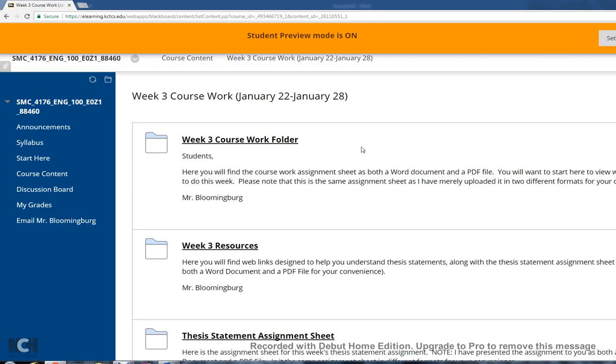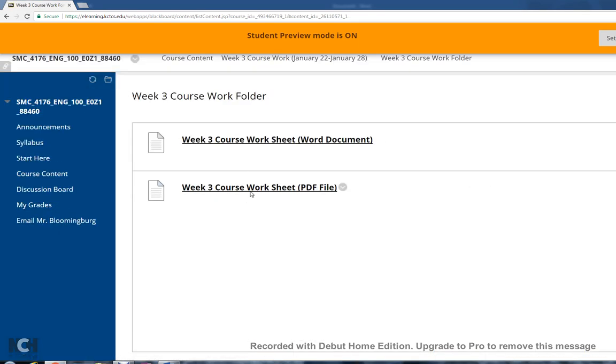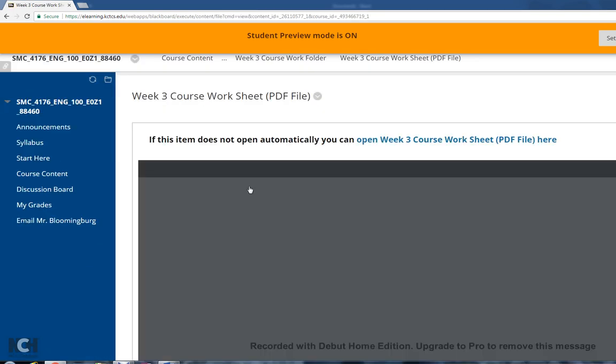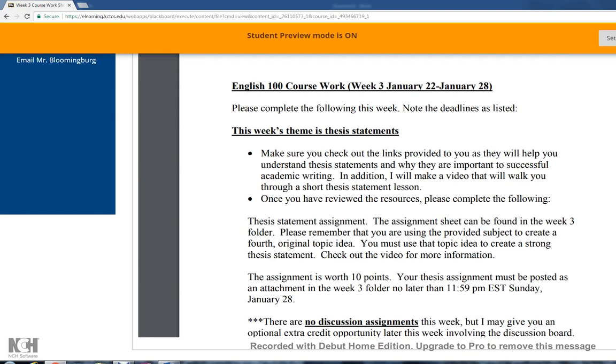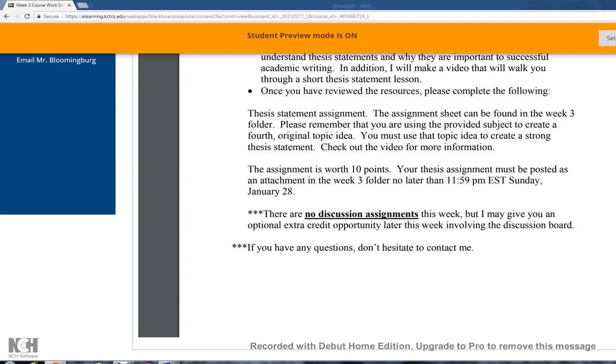So let's take a look at the week 3 folder. First of all, you've got your course worksheet, so let's pull that up. It's both a Word document and a PDF. That's always the best place to start. This week's theme is thesis statements, so make sure you check out the links provided to you. They'll help you understand thesis statements and why they're important. This is the aforementioned video that I'm making to walk you through.